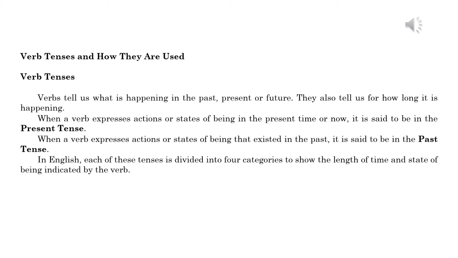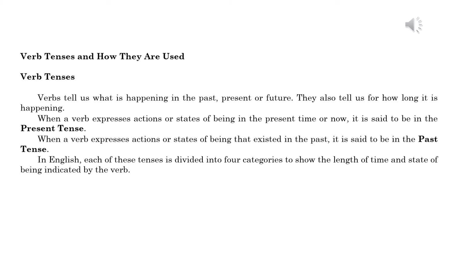Verb tenses and how they are used. Verbs tell us what is happening in the past, present, or future. They also tell us for how long it is happening. When a verb expresses actions or states of being in the present time or now, it is said to be in the present tense. When a verb expresses actions or states of being that existed in the past, it is said to be in the past tense.